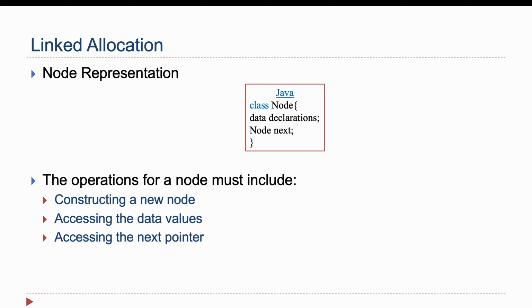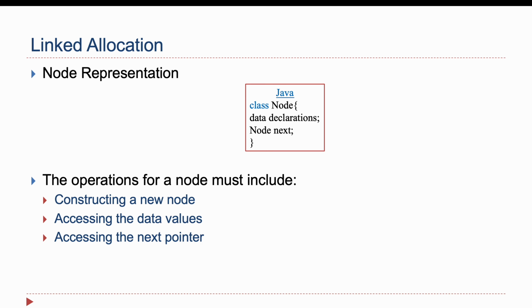When working with linked allocation, it's important to have a proper node representation. A node is essentially a container that holds both the data and a pointer to the next node in the linked list. In order to work with nodes effectively, it's important to have operations that allow you to construct new nodes and access their data and pointer values. The ability to construct new nodes is necessary when building a linked list from scratch or adding new elements to an existing list.